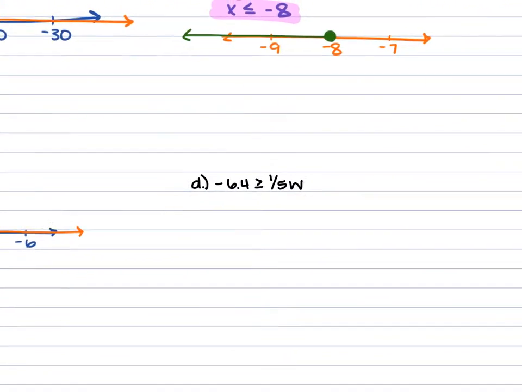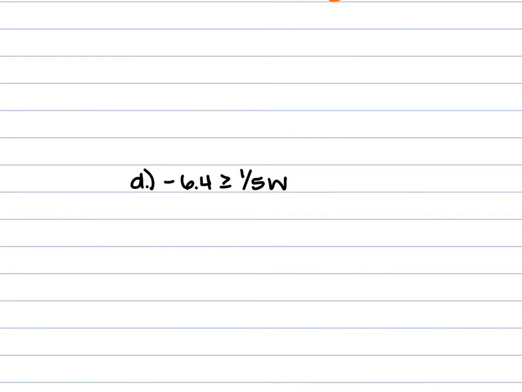For D, we have negative 6.4 is greater than or equal to 1 over 5 times W. That 1/5 times W is the same thing as saying 1 times W and keep it over 5. So it's the same thing as saying negative 6.4 is greater than or equal to W over 5.